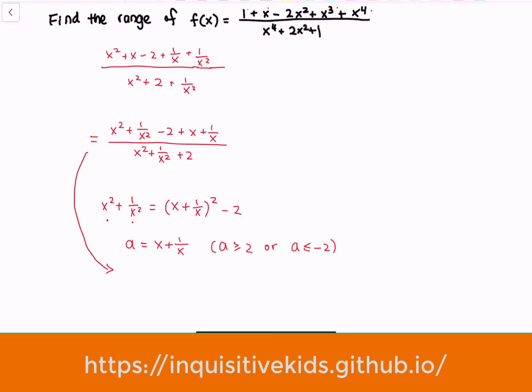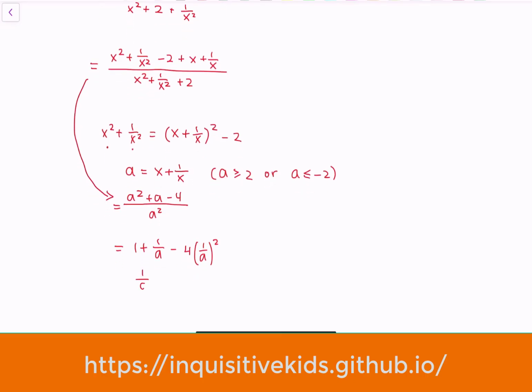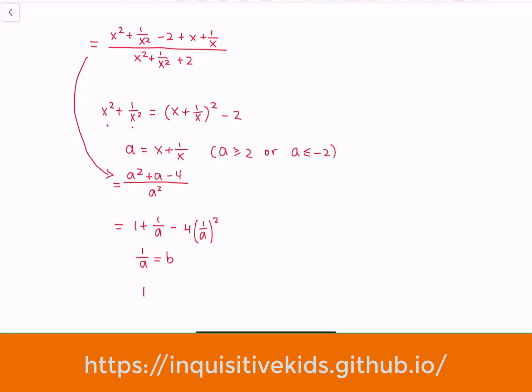So now let's rewrite our expression for f of x using a. We would get a squared plus a minus 4 over a squared. Now let's divide a squared into each term. Now we have a quadratic. We can let 1 over a be equal to b because we see a repeat. So we have negative 4b squared plus b plus 1.